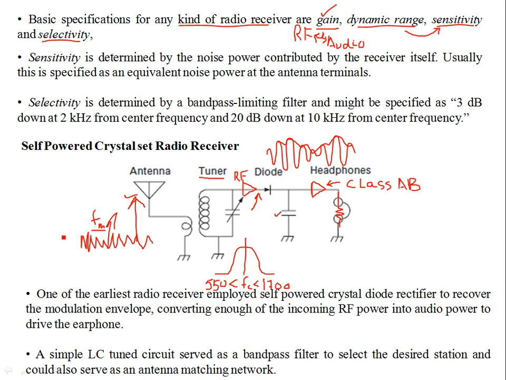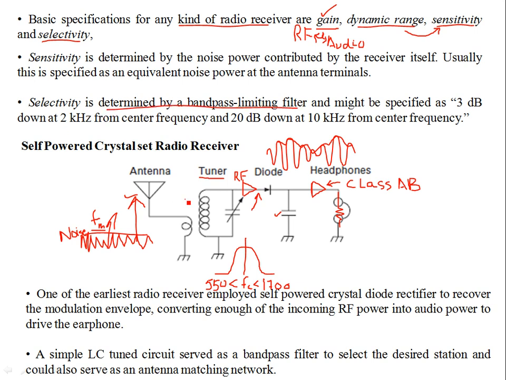So for a given noise floor, for example, this is your noise floor. This is the noise, the unwanted domain. The weakest signal, with a strength comparable to the noise level, that can be detected is the sensitivity. That's how sensitive your receiver is. So the lowest signal in the dynamic range that can be detected refers to the sensitivity of your receiver. Selectivity is determined by the band pass limiting filter.